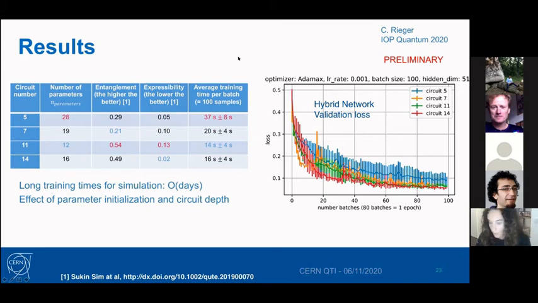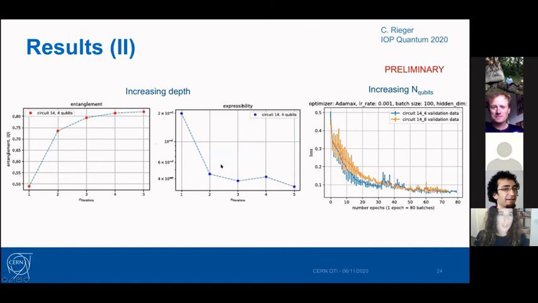We also tried to see if we could improve results a little by increasing the number of times we repeat those basic circuits in the hybrid architecture. Here you see plots for circuit 14, which is the one that gave us the best performance, and I don't know if you can read the scales, but if you go from a single iteration up to 5, we are improving the entanglement quite a lot.